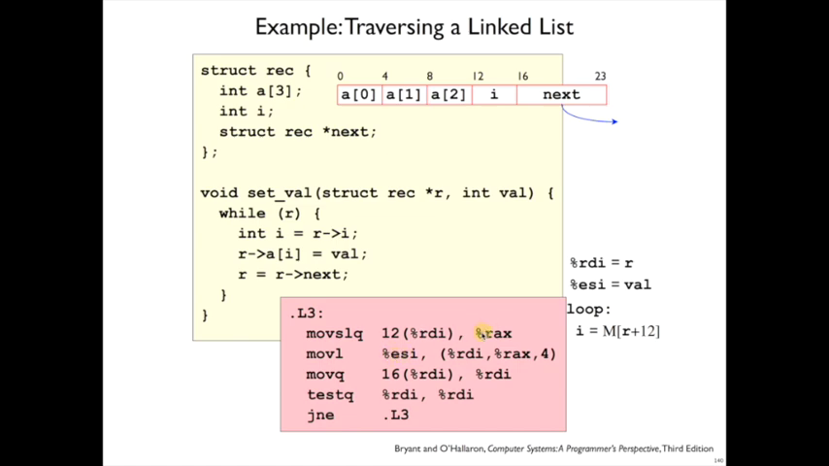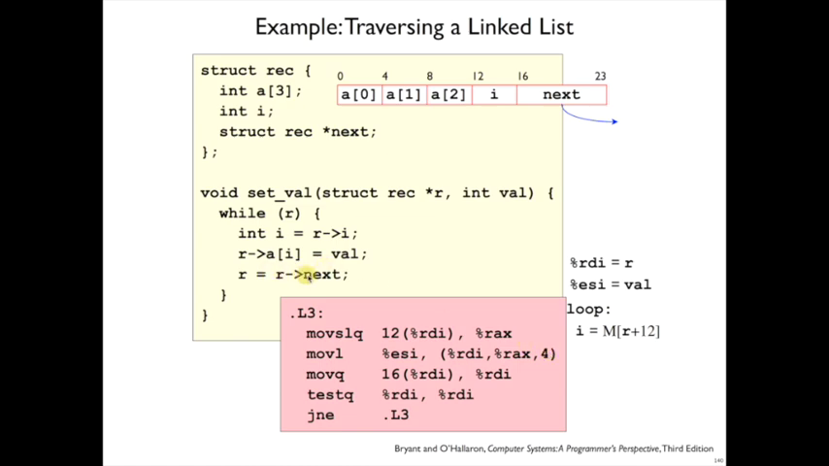And that's in RAX. So we're taking RAX, multiplying by 4, and adding that to RDI. So that's doing the array index within r. Since the array starts at the beginning of a record, then we can use r as equivalently the pointer to this array. And so we're setting val, ESI as val. We're putting val into the array at that position.